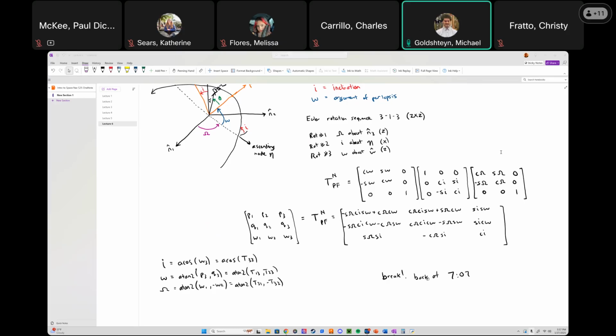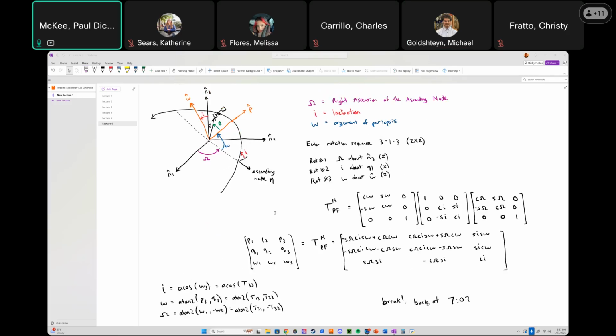I got a quick question about the parafocal frame, if that's okay. Yeah, I got a quick answer. You said that the position and velocity could only be in the p hat and the q hat vector, but can't you do a burn in the w hat vector to change that inclination, and then you would have some kind of aspect in there? Good, very good. That's a great question.